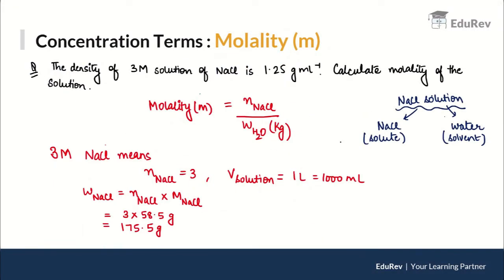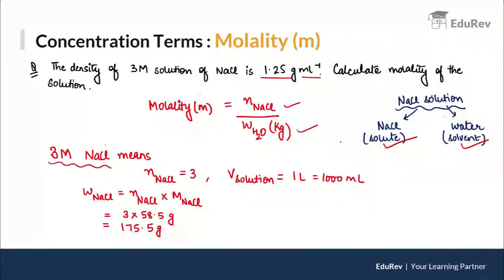Let us try to solve this question. It says the density of 3 molar solution of NaCl is 1.25 gram per ml. Calculate the molality of the solution. So what is given? NaCl solution is given. That means our solute is NaCl and our solvent is water. The formula of molality is number of moles of NaCl divided by weight of solvent, which will be water, in kg, right? Now 3 molar NaCl is given in the question, which means 3 moles are present in 1 liter of solution.